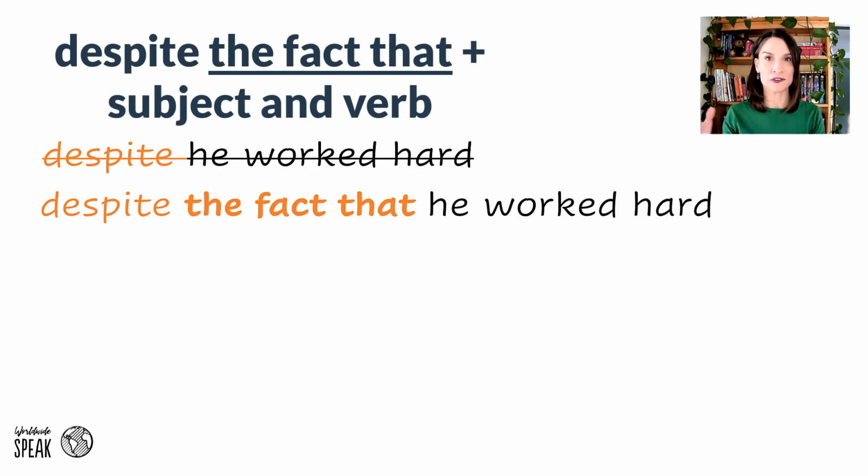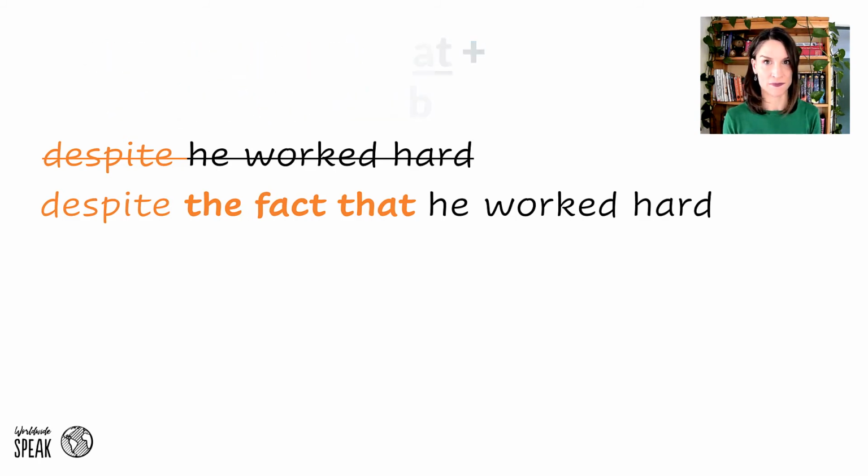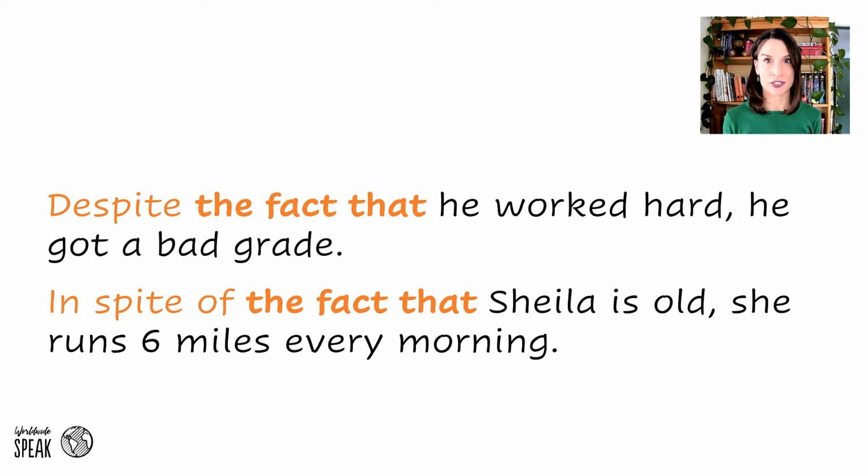I can use this long phrase, which includes the fact that, in front of a clause with a subject and a verb. So remember, these two are interchangeable. They mean the same thing. Well, all four of these mean the same thing, but we have two different grammar structures we're operating with. And despite the fact that and in spite of the fact that, they work exactly the same way in a sentence. So they can be just like this, as you can see right here. Despite the fact that he worked hard, he got a bad grade.